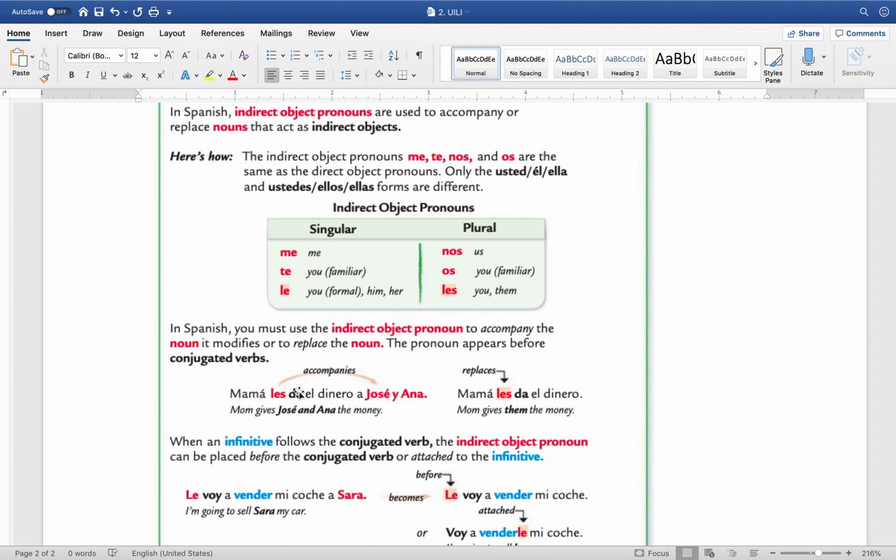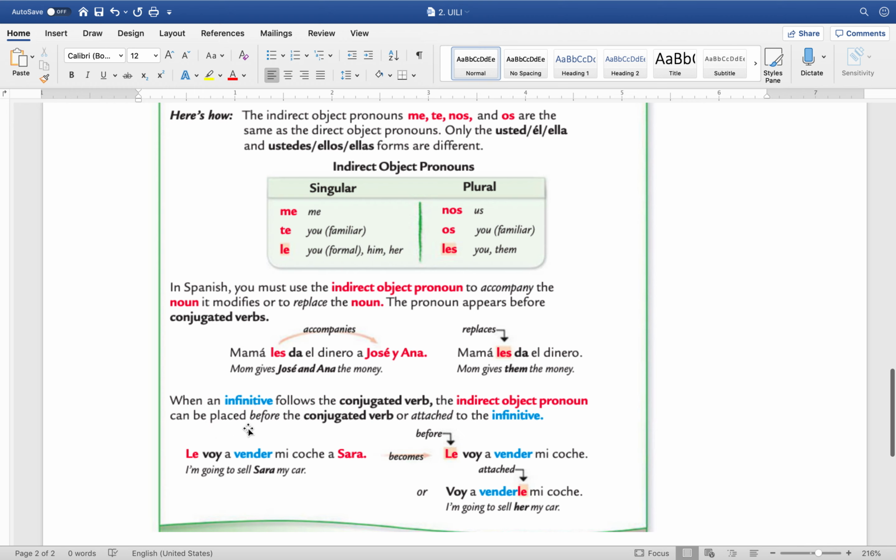Now, if I don't know which one is the indirect object pronoun, then you ask a question. To whom is my mom giving money? And the answer is José and Ana. And then that's the indirect object. José and Ana, that means them. Oh, so it's les. You place it in front of the verb.